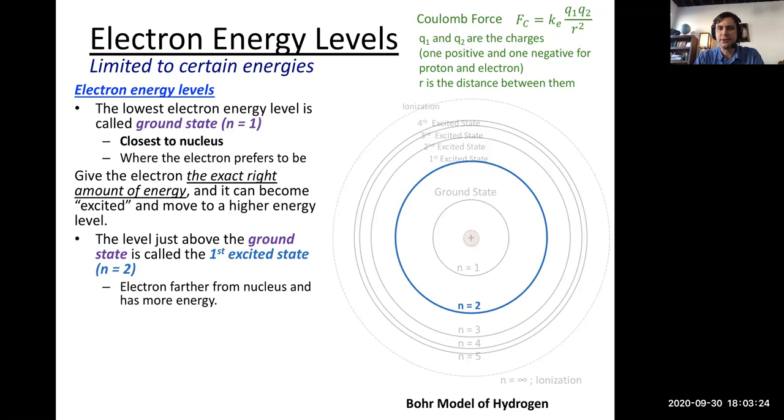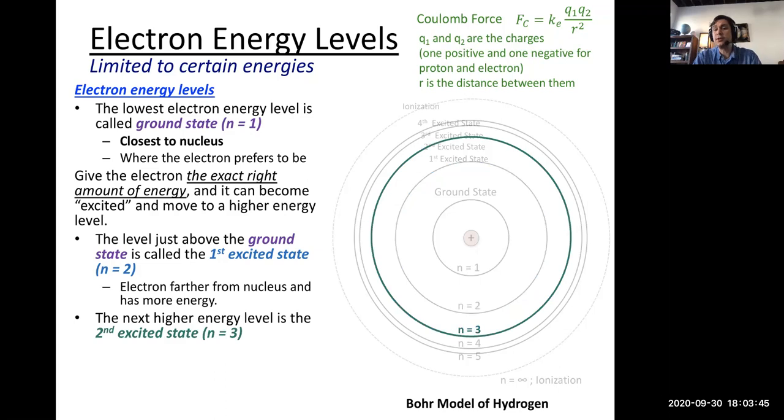The ground state was the number one state, the first one. This is the number two state, the N equals 2 state. And it's farther away from the nucleus, so that electron has more energy to maintain that farther away distance. It takes more energy to pull it away from the nucleus.